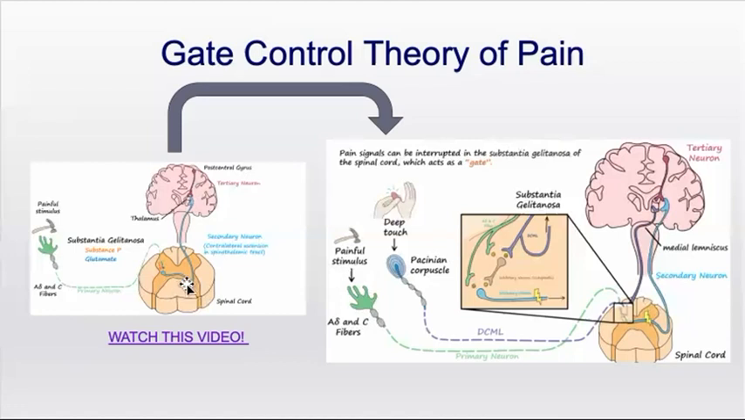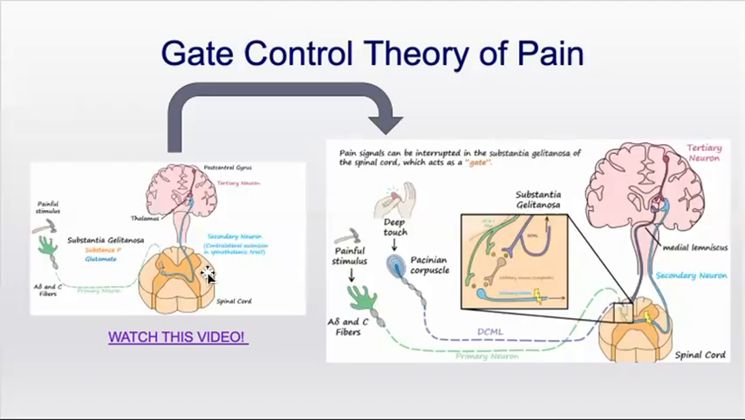Okay. What happens is that if we backtrack a moment here, that first order neuron, when it enters into the dorsal horn of the spinal cord, releases substance P, which is a neurotransmitter that initiates that second order neuron to fire, and that's the neurotransmitter that communicates that signal.